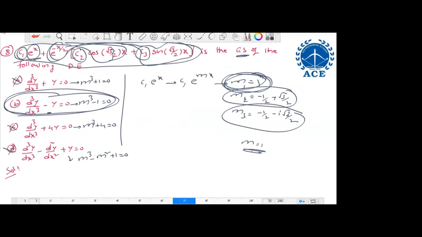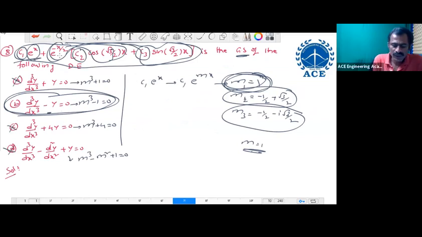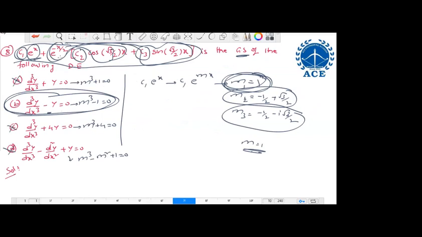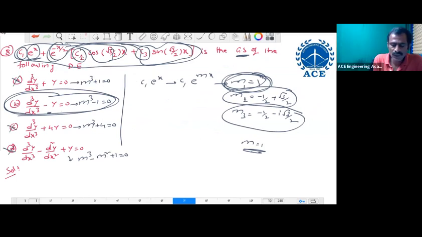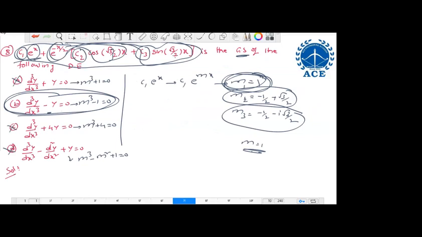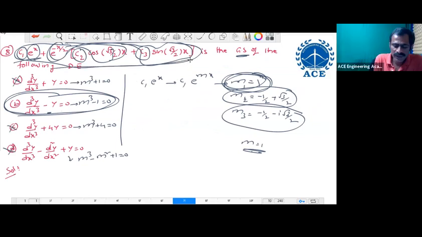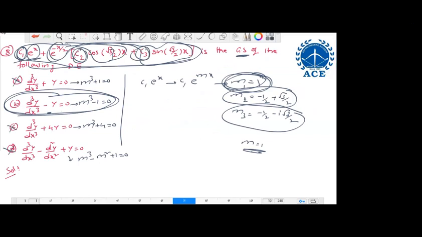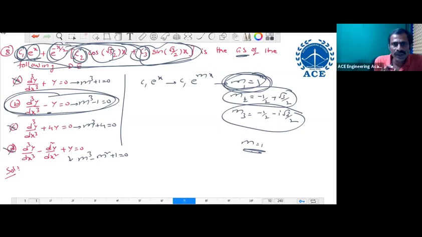In this question, the general solution is given: C1 exponential plus e power ax into C cos trigonometric plus C sin trigonometric. This general solution contains 3 arbitrary constants, C1, C2, C3. Because of 3 arbitrary constants, it is a solution of a third order differential equation. General solution means the number of arbitrary constants in the solution equals the order of the differential equation.